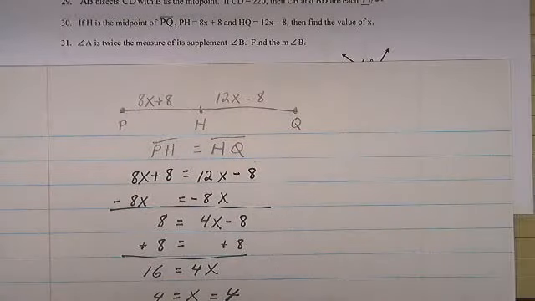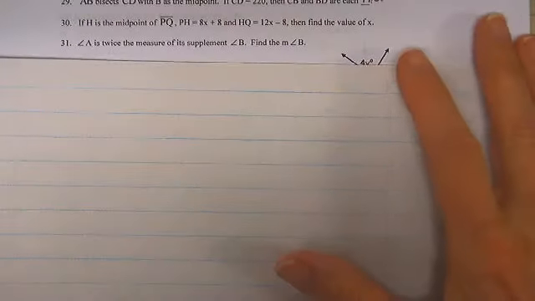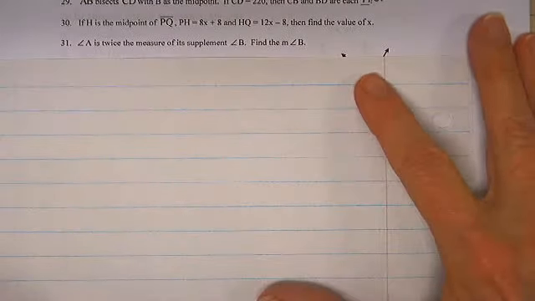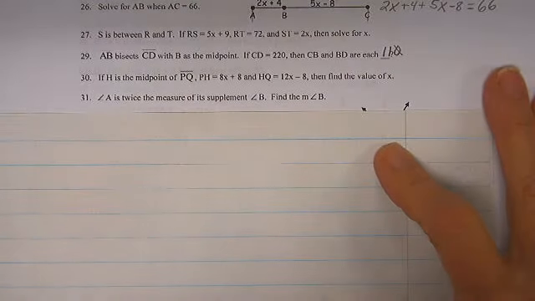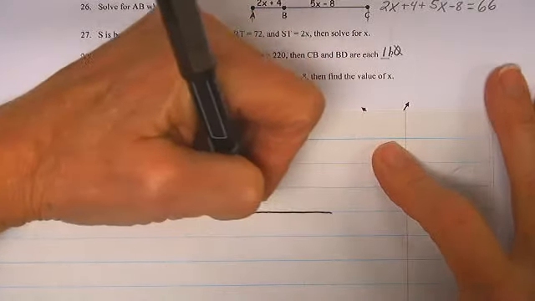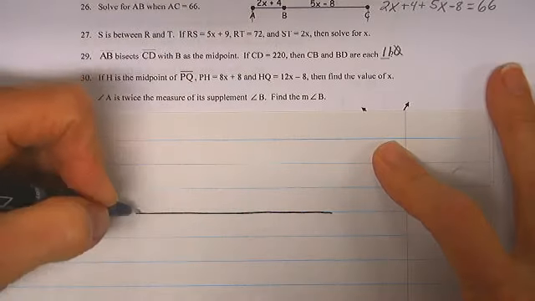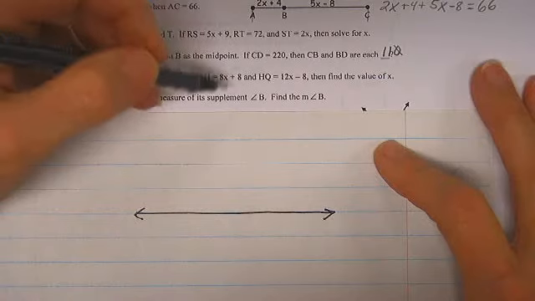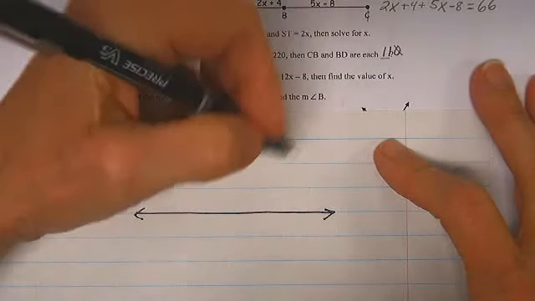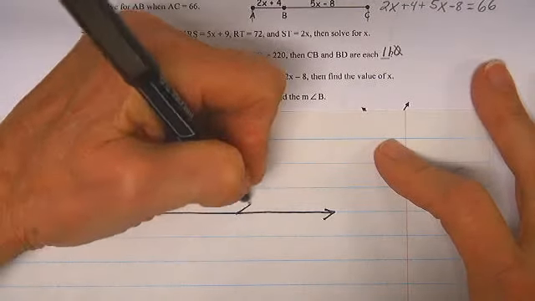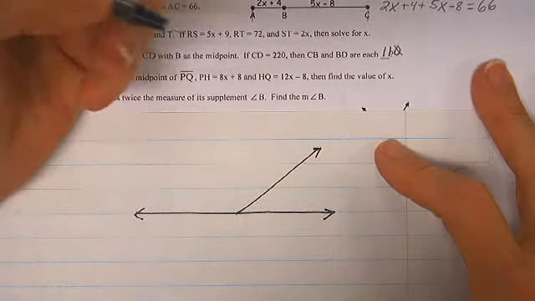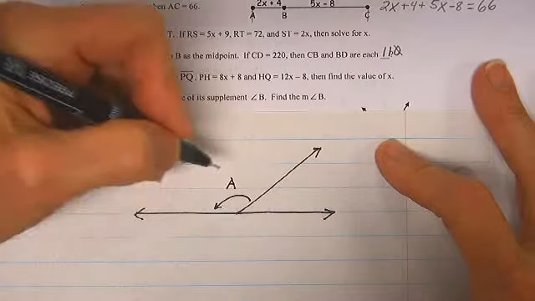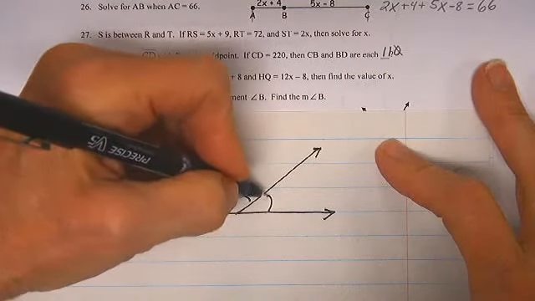Problem 31. Angle A is twice the measure of its supplement angle B. Find the measure of angle B. Well, these could be a linear pair, couldn't they? If we have supplementary angles, we could have a linear pair, a straight line. So we're going to call this angle A, and this is angle B.